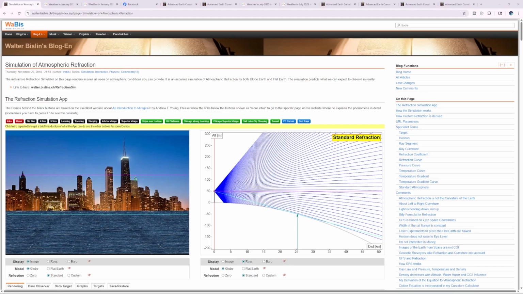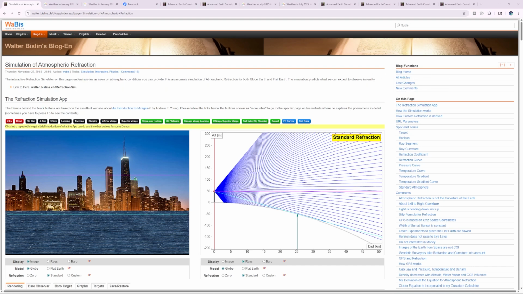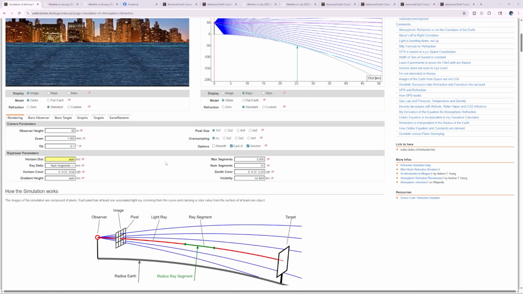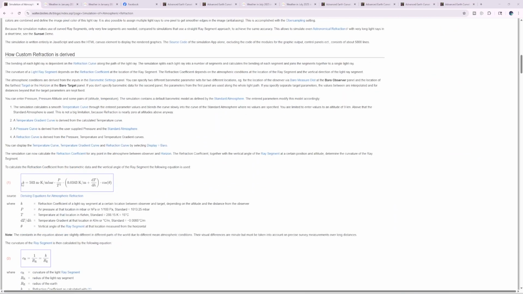So what we're going to do is do the math for two different locations, Phoenix and Chicago, and two entirely different weather patterns, July 1st and January 1st. That way we'll get a mix of data to see why standard refraction is acceptable. So on Walter Bislin's website, it talks all about refraction here. If we scroll down, there is a formula to calculate the refraction coefficient. And this is the coefficient that you use to plug into the calculator.